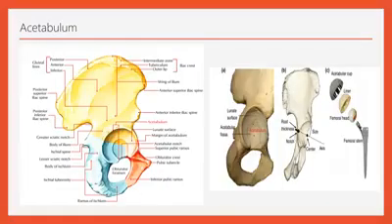Now, let's come to the topic of the acetabulum. The acetabulum has two surfaces or two parts. They are called the lunate surface and the acetabular fossa. The head of the femur articulates with the lunate surface, and the acetabular fossa contains a large amount of fat. The lunate surface is also covered by the acetabular labrum.